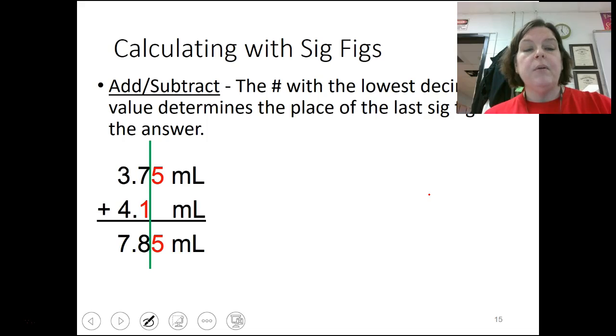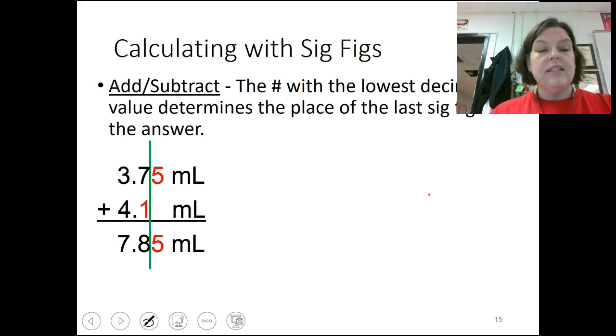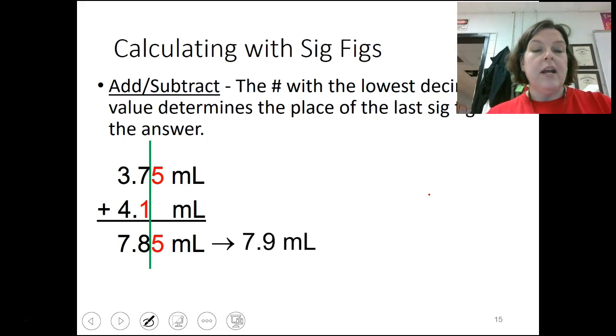The tenths place is the last common significant place for all of them. Because the 4.1 doesn't have a hundredths place, I can't count that. So that means I have to look at my number and it's 7.85. The 5 makes the 8 round up, so my answer is going to be 7.9 milliliters.